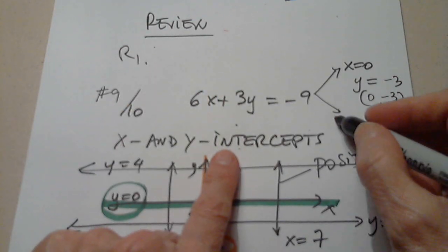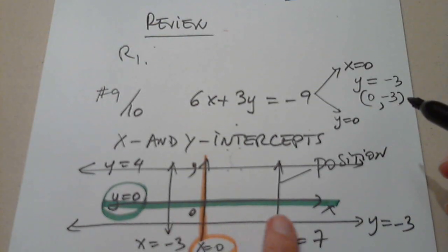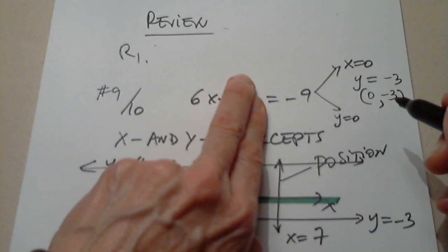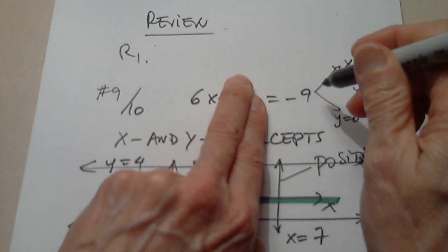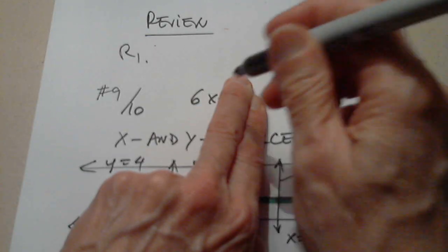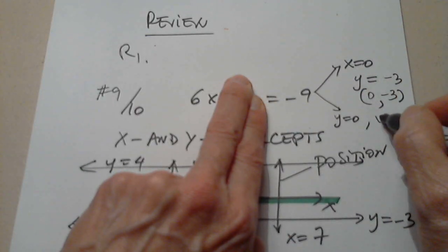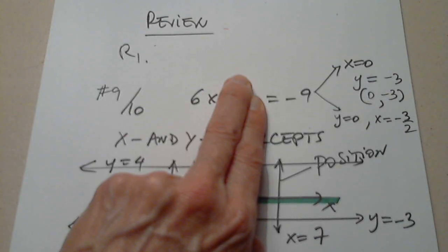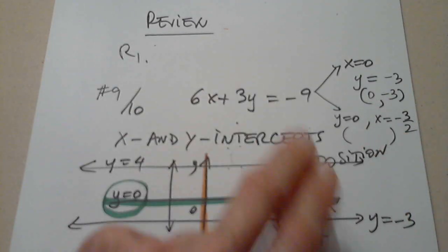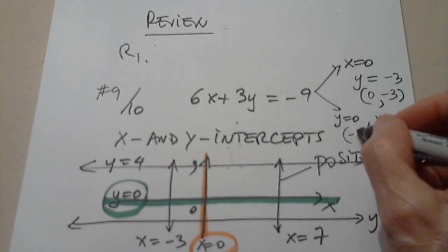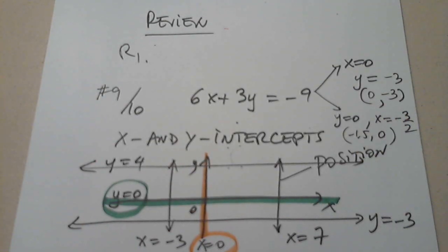Now I want to find the x-intercept. 6x equals negative 9. I simplify by 3 and I get that x equals negative 3 halves. So then the ordered pair now is negative 3 halves or negative 1.5 comma 0.